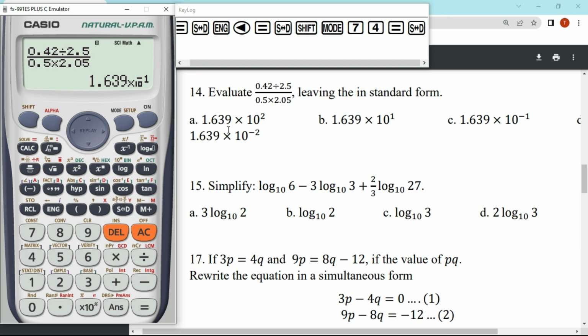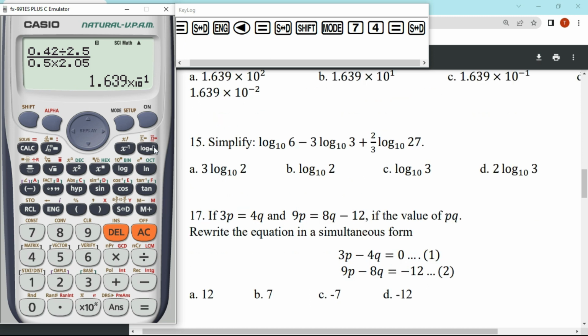So you could say we have the same figures as what is being written for us. So we have 1.639 times 10 exponent minus 1. So we look through it. So you could see that our answer is C. We have 1.639 times 10 exponent minus 1, which is the same thing we have here. So our answer is C.